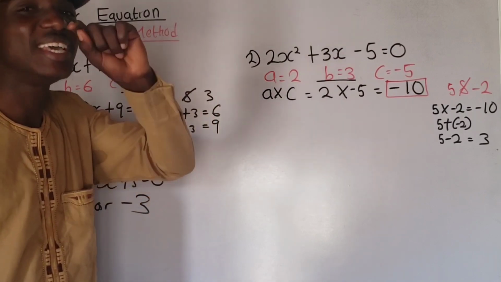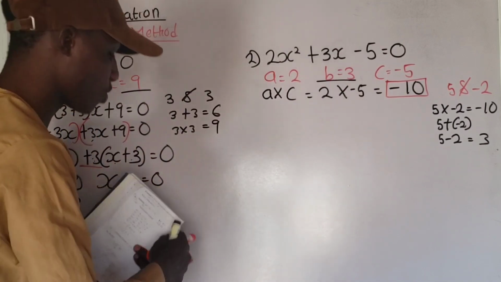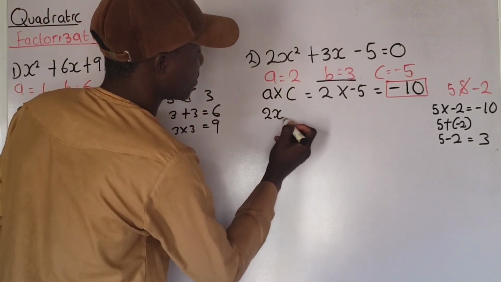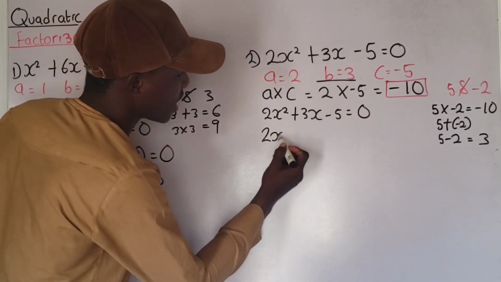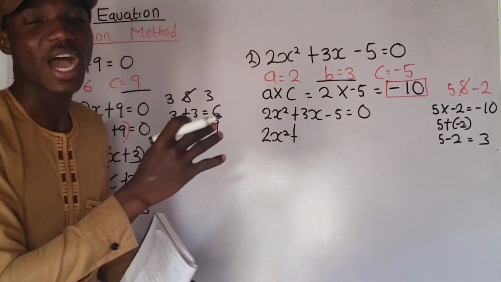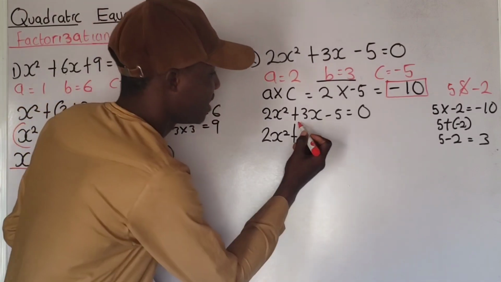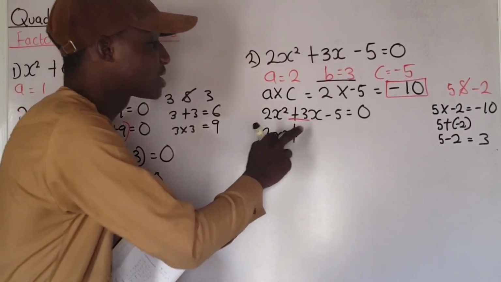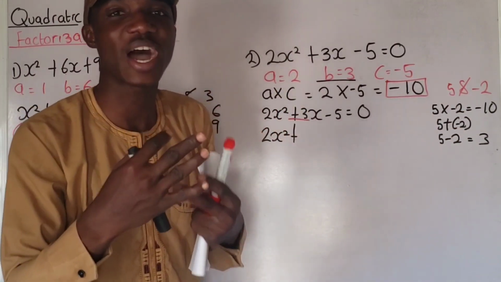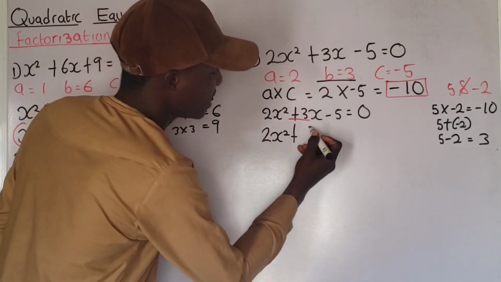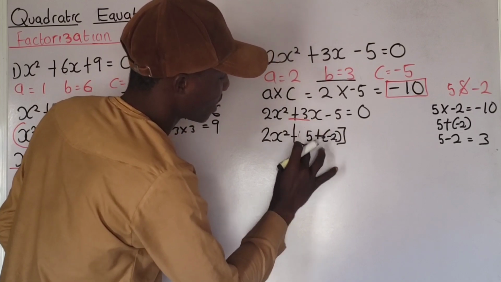So, having gotten these two numbers, the next step is that you are going to replace the second term in the quadratic equation by the sum of these two numbers. Just pay attention, you are going to understand. Now, the quadratic equation is what? 2x squared plus 3x minus 5 equals 0. Now, I'm going to have 2x squared. Instead of plus 3, I'm going to replace this second term. The second term is plus 3. I'm going to replace plus 3 by the sum of the two numbers that I thought of, 5 and negative 2. So, instead of plus 3, I'm going to have, in brackets, 5 plus negative 2, all in brackets. Let me just put another bracket here.